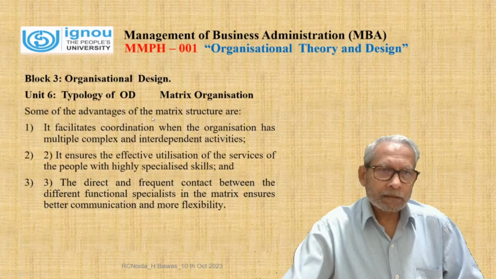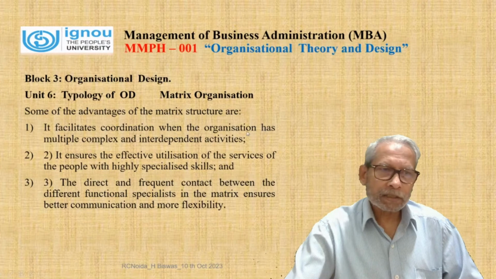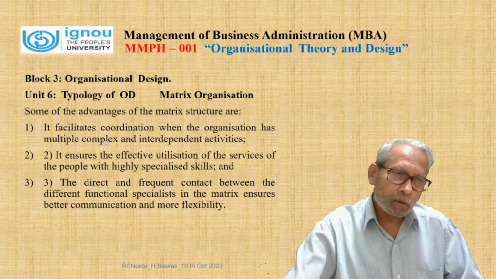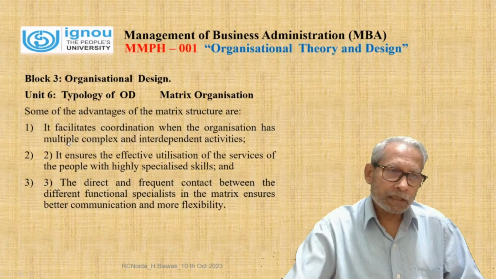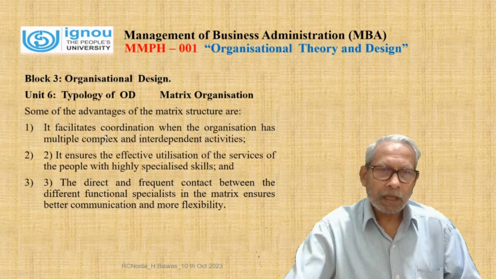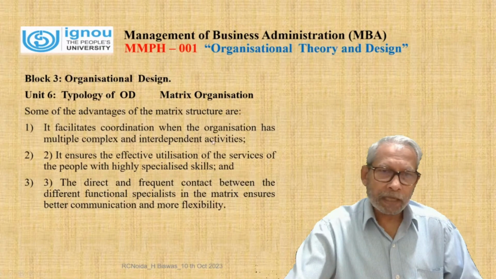So the advantage of the matrix is the facilities and coordination when the organization has multiple, complex, and interdependent activities. So here the point is, as we have seen, there are some projects and routine production also there. So there are multiple systems, and interdependent activities are there. So that is one of the facilities.